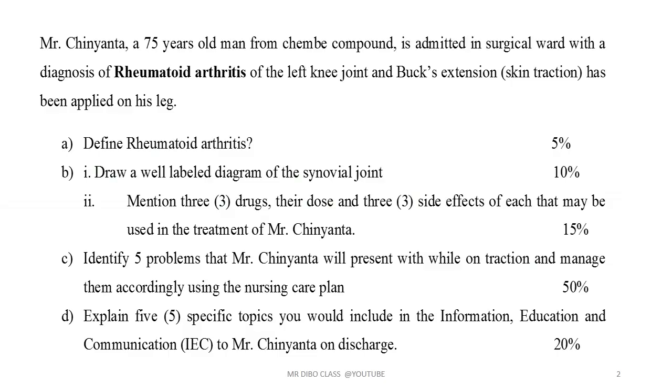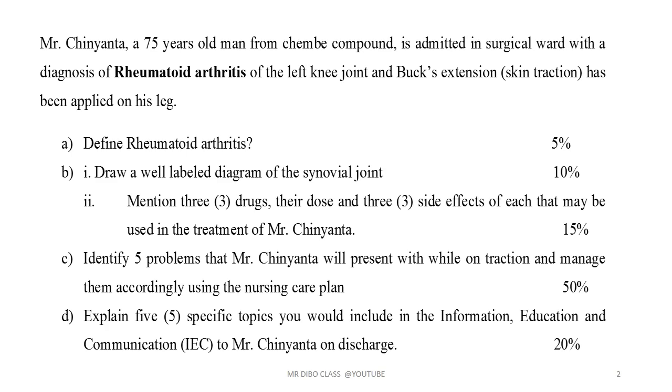So let's look at this question. Mr. Chinyanta is a 75 years old man from Chembe compound, admitted in surgical ward with a diagnosis of rheumatoid arthritis on the left knee joint, and Buck's extension has been applied on his leg.